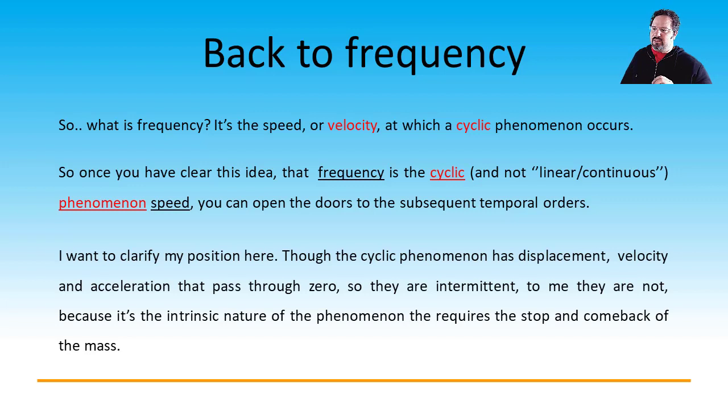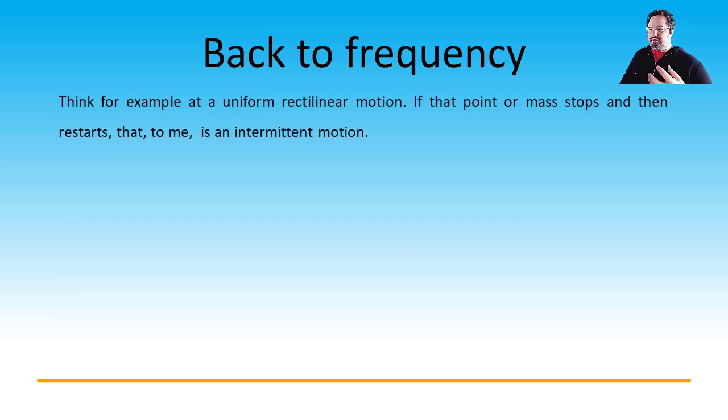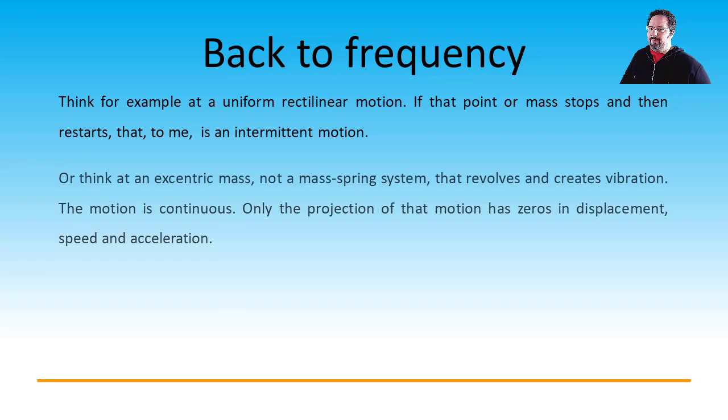And I want to clarify my position here. Though the cyclic phenomenon has displacement, velocity, and acceleration that pass through zero, so they are intermittent, to me they are not, because it's the intrinsic nature of the phenomenon that requires the stop and the comeback of the mass. Think, for example, of a uniform rectilinear motion. If that point or mass stops and then restarts, that, to me, is an intermittent motion. Or think of an eccentric mass, not a mass-spring system, that revolves and creates vibration. That motion is continuous. The motion of this mass is continuous. Only the projection of that motion has zeros in displacement, speed, and acceleration.